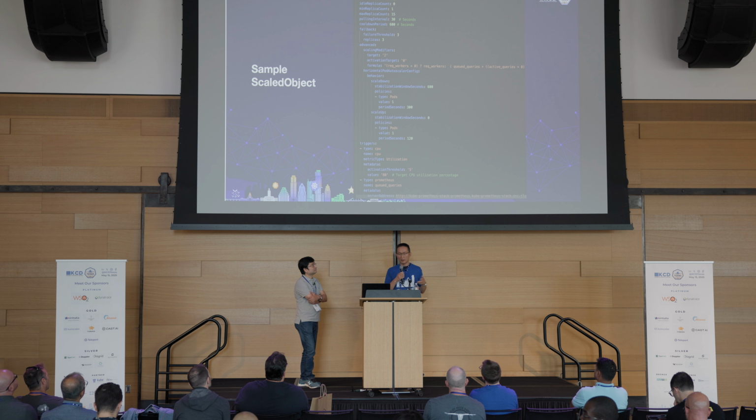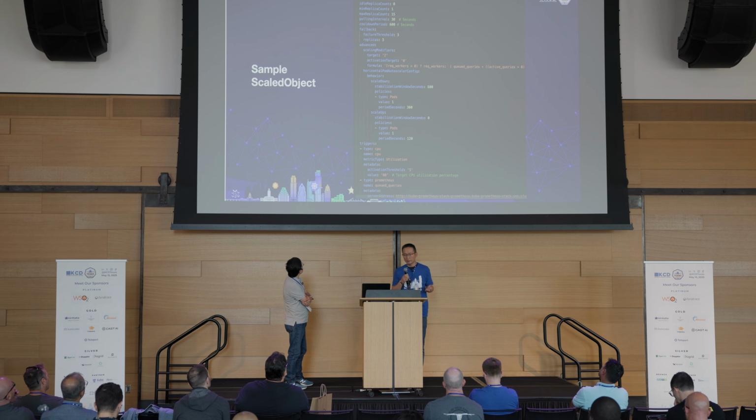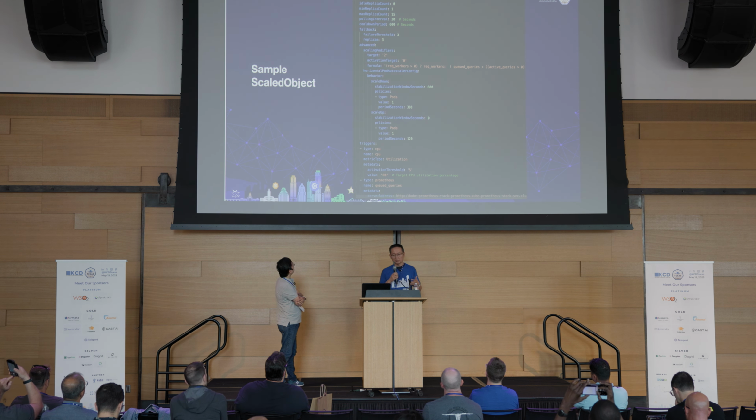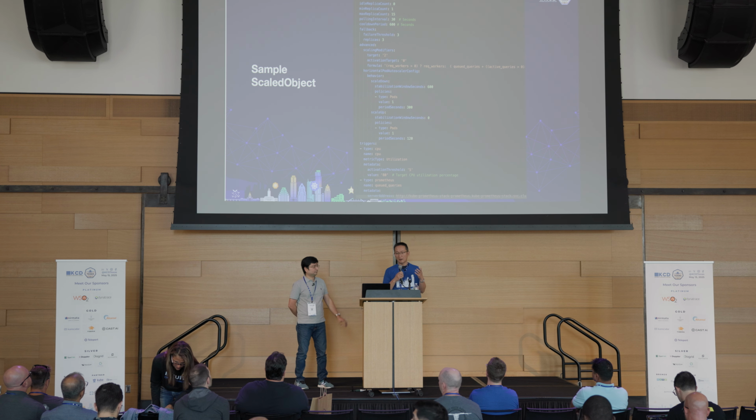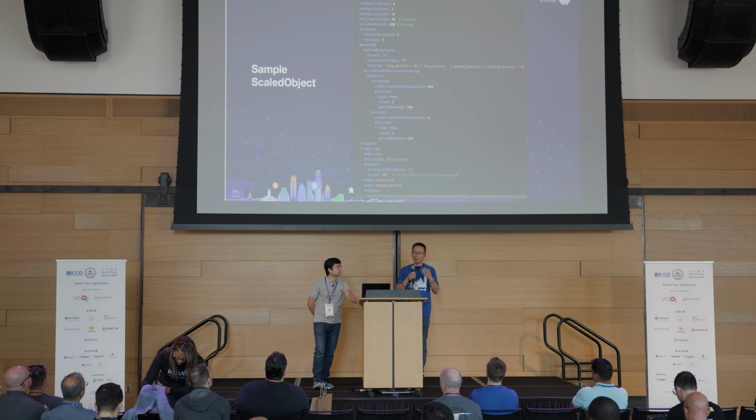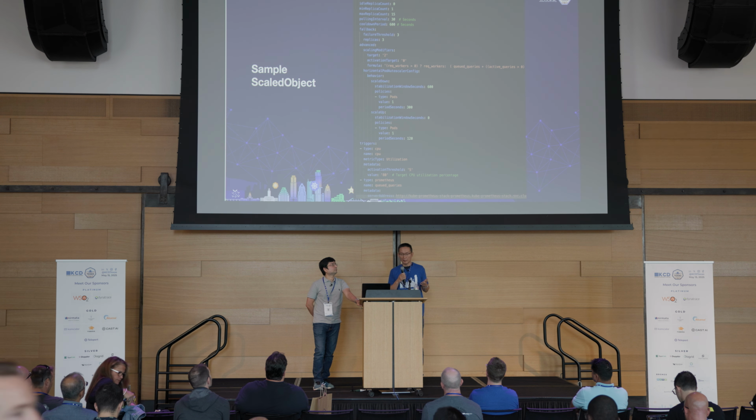KEDA works off this CRD called ScaledObject, very self-explanatory. A couple of things we pay attention to is really to set up the target, the triggers, right? We use the Prometheus triggers. KEDA supports tons of scalers, tons of event sources. In this case, we use Prometheus as the event source, as the trigger. You can use your PromQL. You can set up the scaling modifier to combine multiple metrics together to decide when to activate the scaling and when to scale out the workers. There are other parameters like polling interval and cooldown period, just to control the speed of scaling.